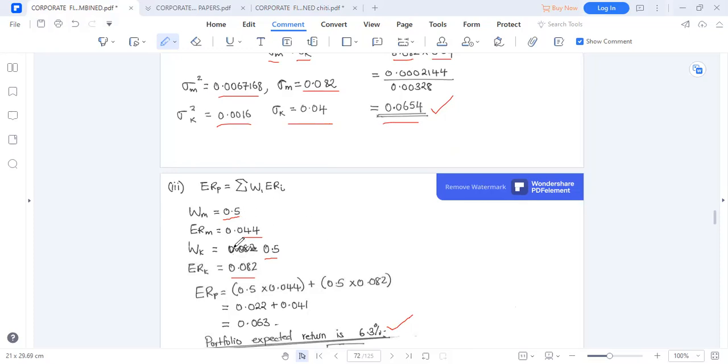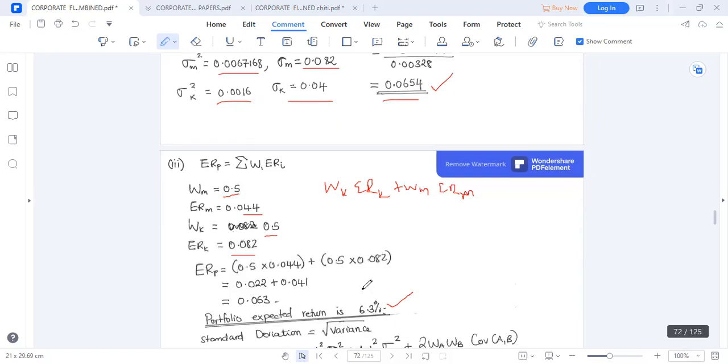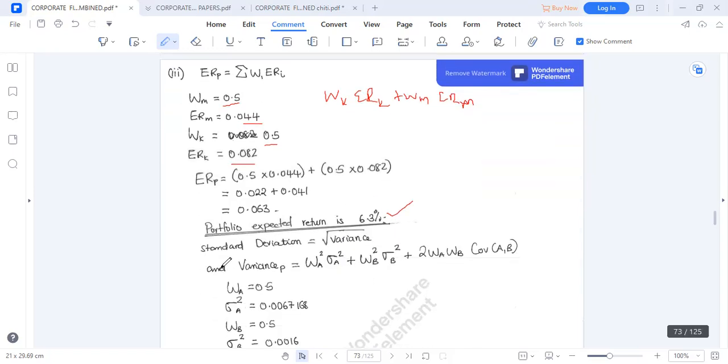Simply weight on cassava, expected return on cassava, plus weight on Masupa, expected return on Masupa. Then we just multiplied them and found this average. Now, how do you find the standard deviation? Portfolio standard deviation has its own formula.